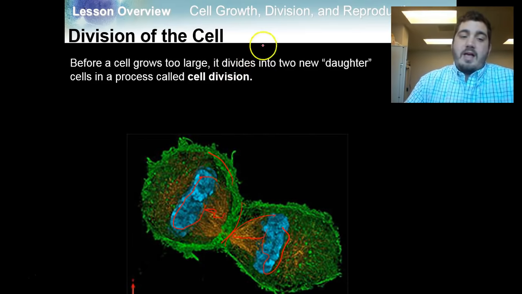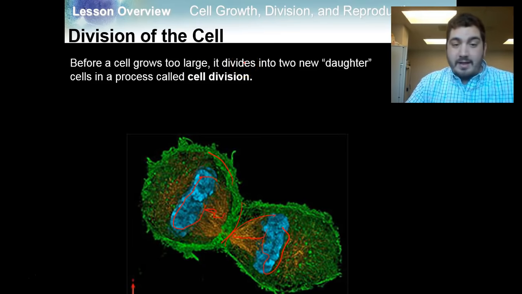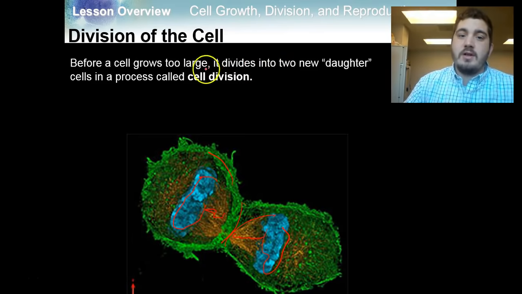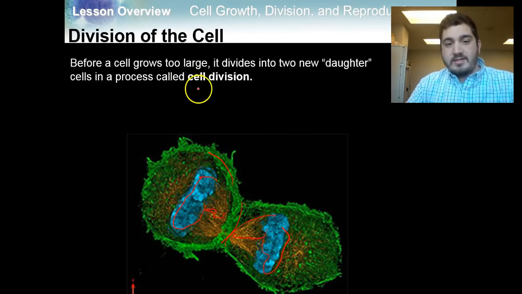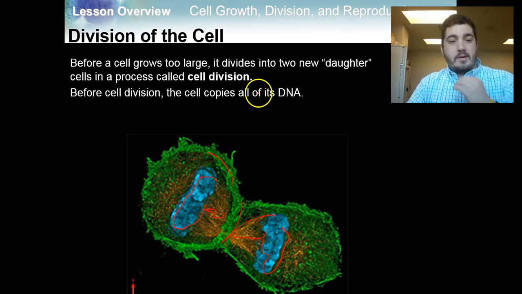Okay, and the reason we need to do this is, like we said, cells can't get infinitely big for those two reasons, right? For information overload, for exchanging materials. So when a cell divides into new daughter cells, that process is called cell division, okay?